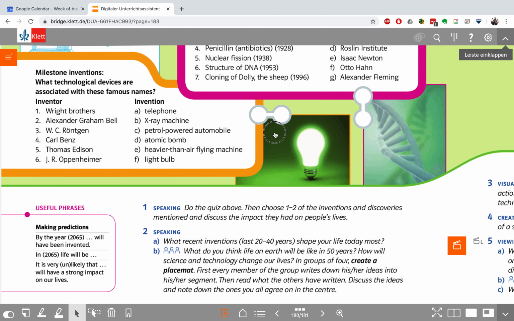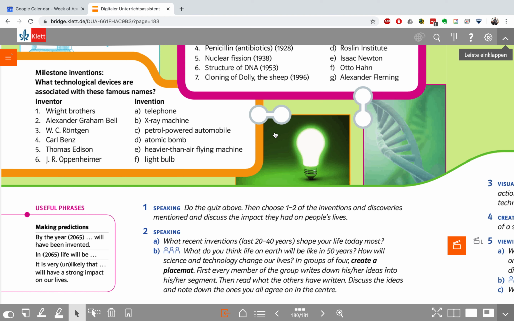So, inventions and discoveries mentioned and discussed, the impact they had on people's lives. Well, telephone, we are able to speak to people far away, like I'm doing right now. I'm speaking to you, although you are not here. X-ray machine helped save lives. Penicillin: I read that without penicillin there would be one third fewer people on the planet, because penicillin and antibiotics are very important. The light bulb saves us from breathing heavy smoke from candles at night, and we can still read at night.